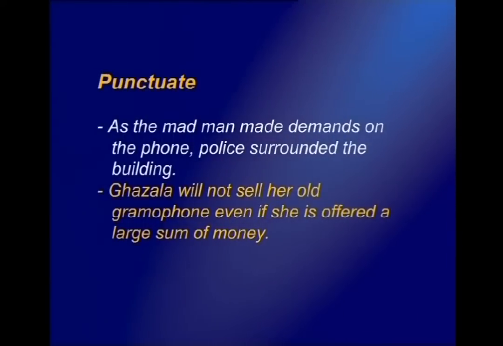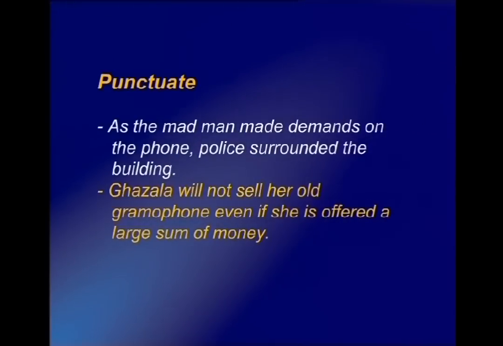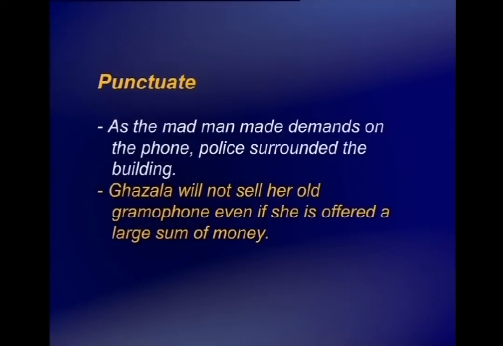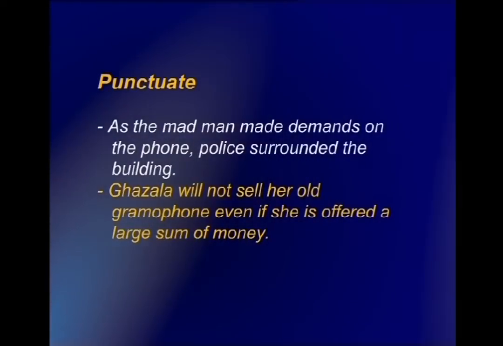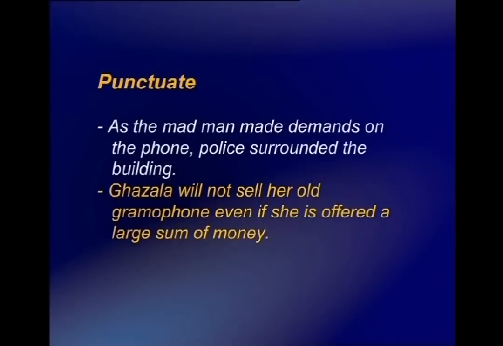Go back and look at the previous examples again to understand how to punctuate complex sentences. Look at the first example. As the madman made demands on the phone, comma, police surrounded the building. Second, Ghazala will not sell her old gramophone even if she is offered a large sum of money. Now, notice that when the dependent statement or clause comes first, it is followed by a comma. When the dependent idea comes last, it is generally not separated from the rest of the sentence by a comma.